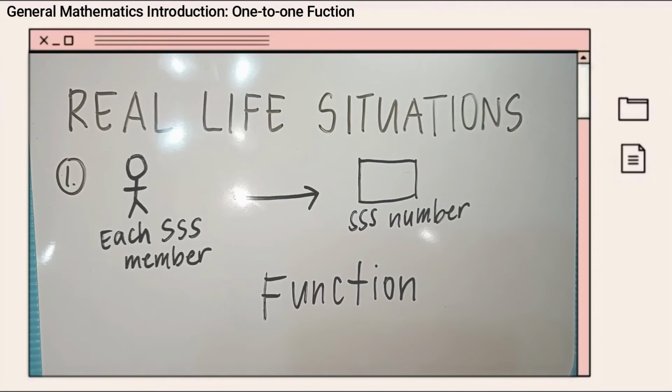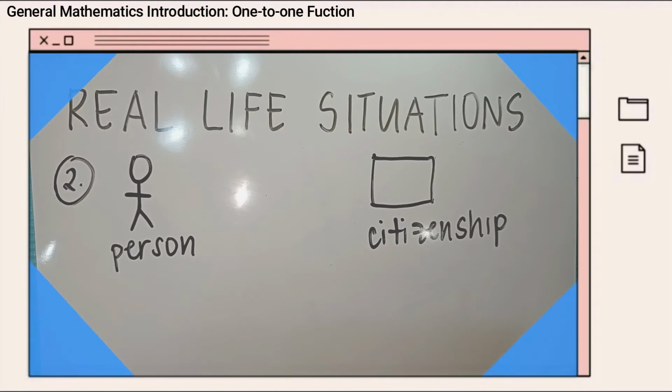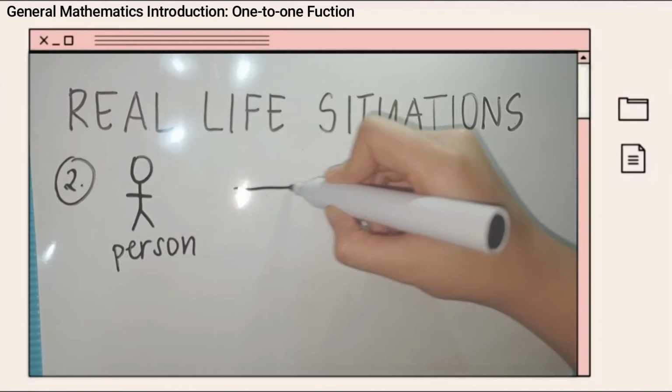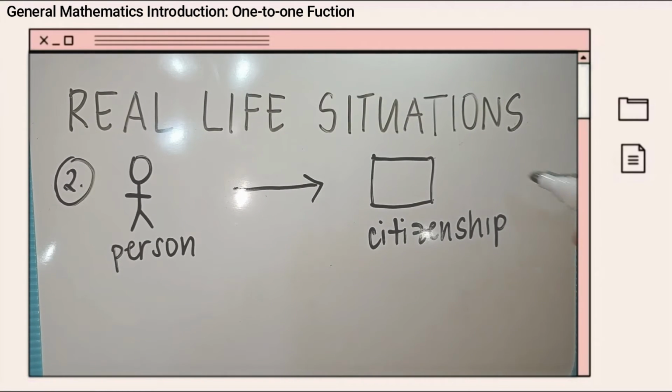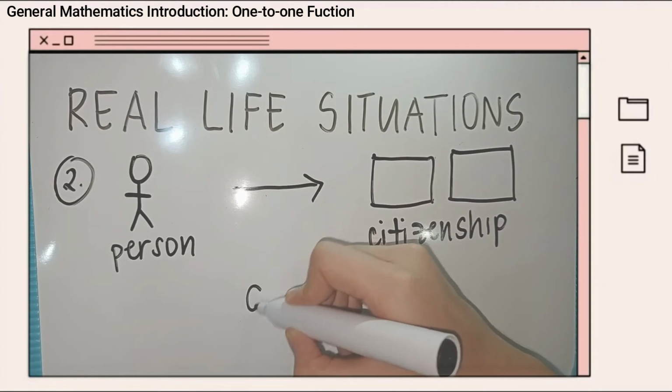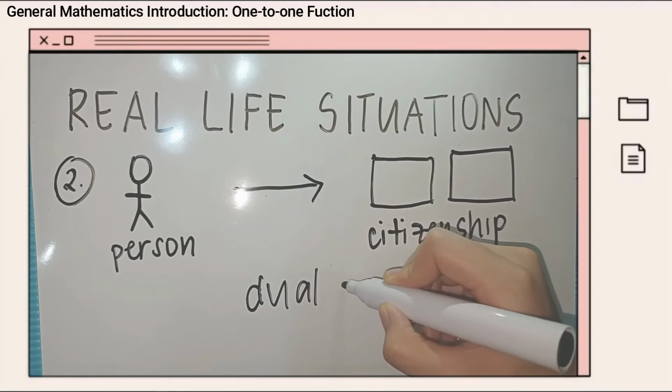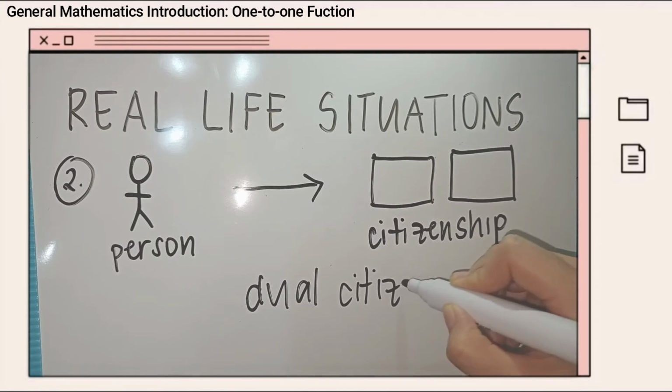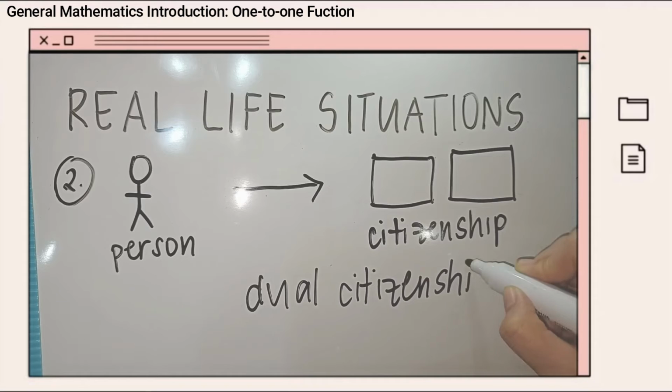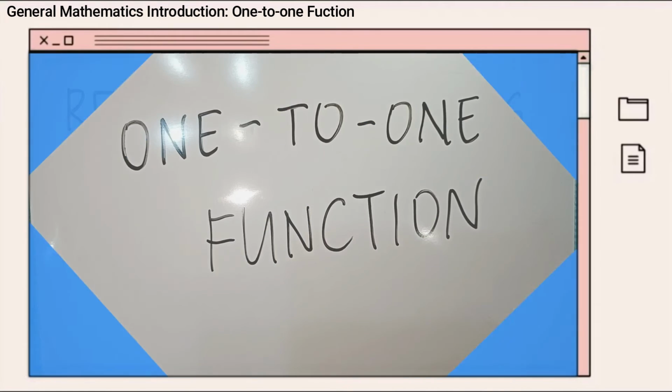Or a one-to-one function. Each person has a citizenship, but a person can have 2 citizenships, which we call dual citizenship. So this real-life situation is not a function. Hope you understand something about the one-to-one function discussion.